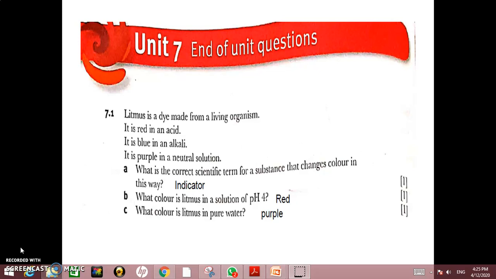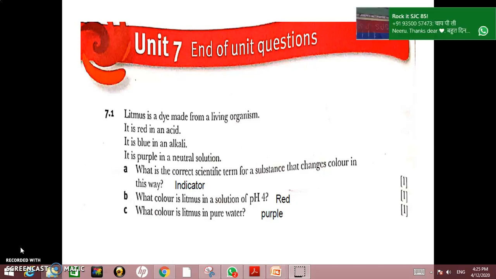A is, what is the correct scientific term for a substance that changes color in this way? Now, it is indicator. So, what are they talking about? They are talking about the substance. Now, which is the substance? That is what is written in the first sentence. That is, litmus is a dye that is made from a living organism. Okay?